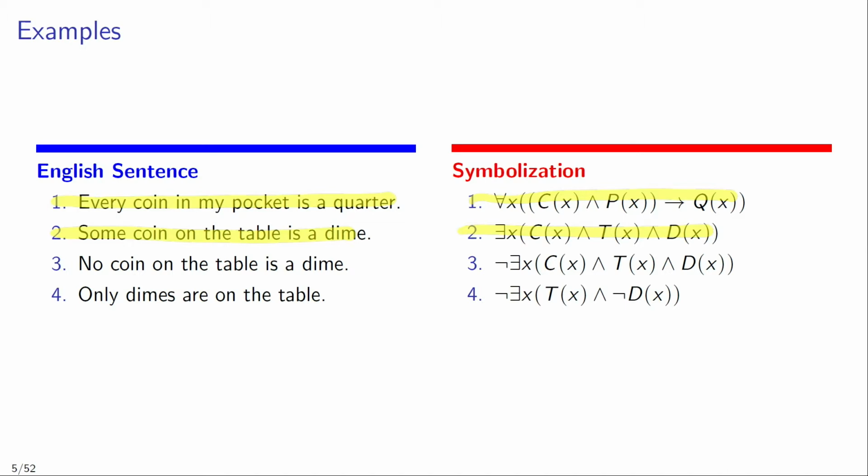To look at a third example, suppose you want to symbolize the sentence, no coin on the table is a dime. You can symbolize this sentence by simply prefixing the sentence we just looked at with the negation sign. So you can say that it's not the case that there is an x such that Cx and Tx and Dx.